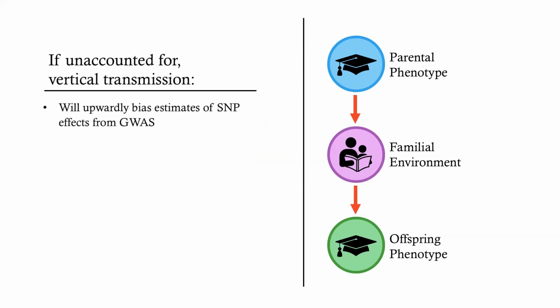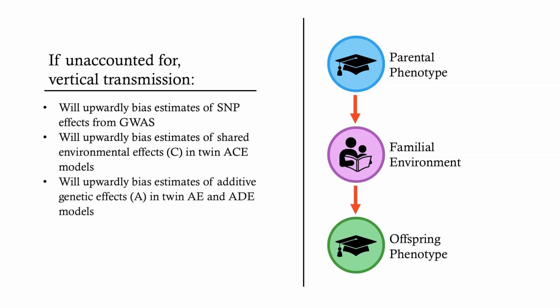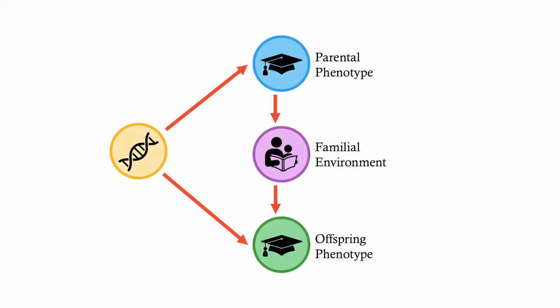And meanwhile, for those of you who do twin research, vertical transmission will increase MZ and DZ twin covariances to the same extent, which will upwardly bias estimates of shared environment in twin ACE models. And less intuitively, I think, it will also upwardly bias additive genetic effects in twin AE and ADE models. So suffice to say, vertical transmission is not only a very important phenomenon in its own right, but it also has the potential to bias results across a variety of study designs, making it a really important construct for us to be accurately and reliably estimating.